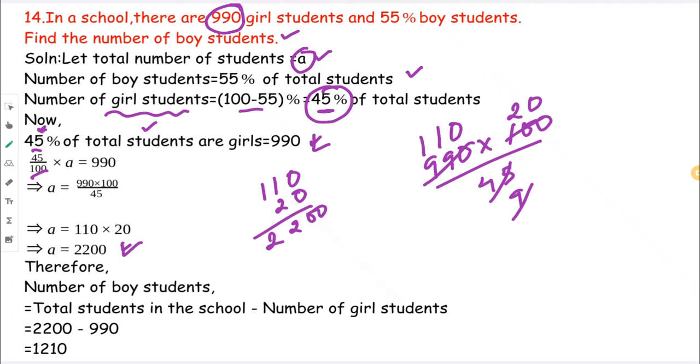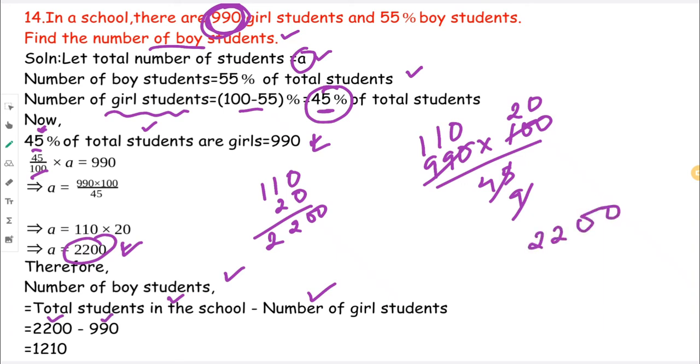Now they're asking us to find the number of boy students. We already know the number of girl students, 990. That means in order to find the number of boy students, we just have to subtract it from the total students in the school. So total number of boy students equals total students in the school minus the number of girl students, right? The total number of students we just got to be equal to 2,200. The girls, they have already given us 990. So let us subtract now.